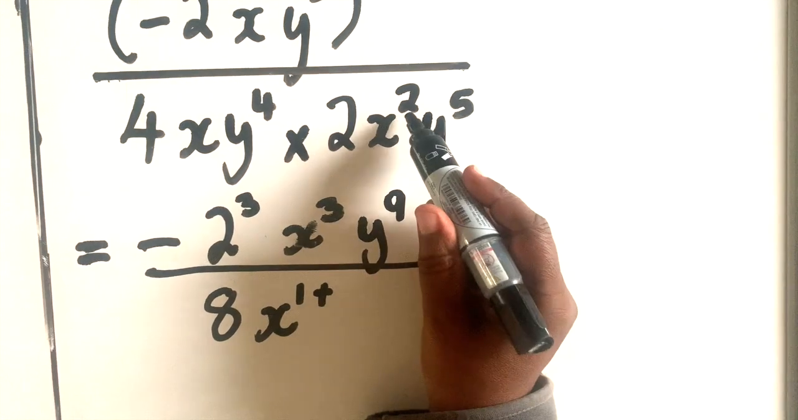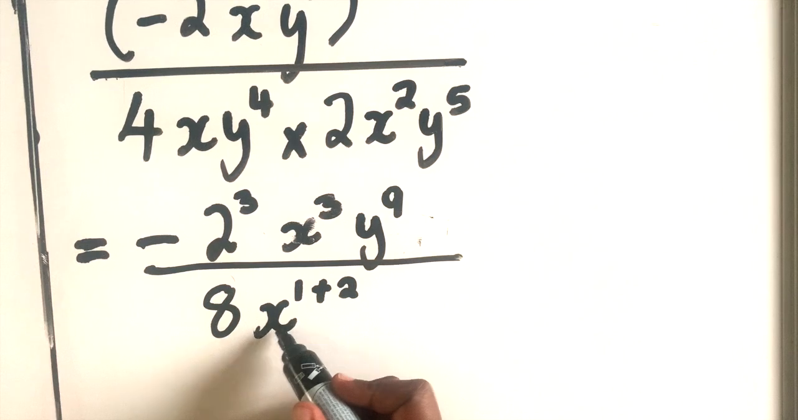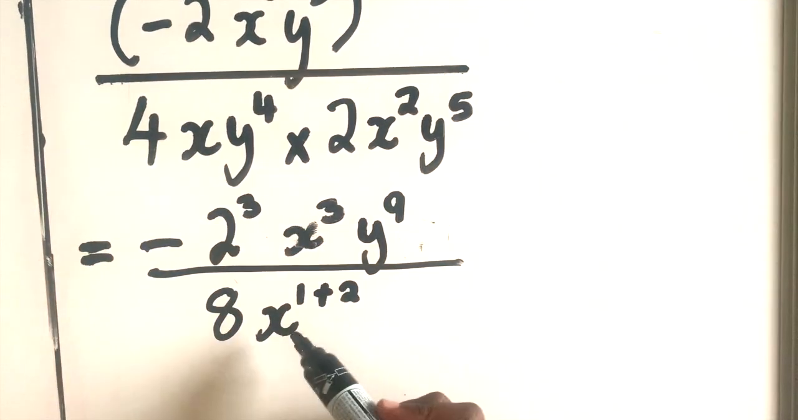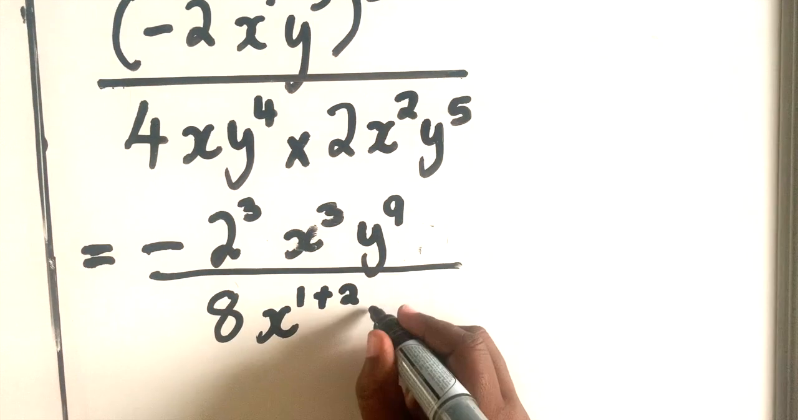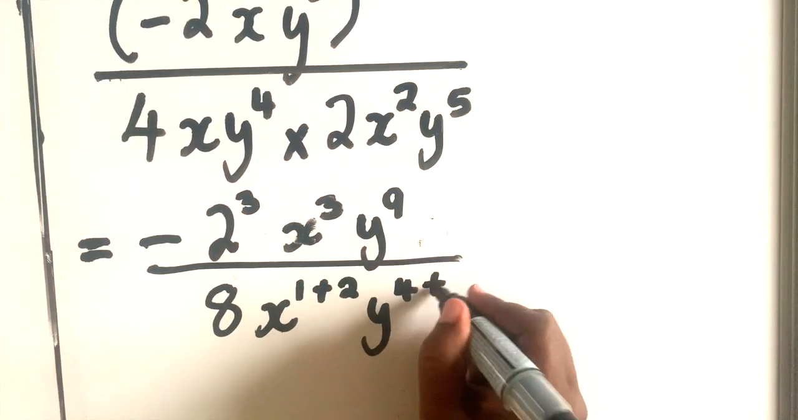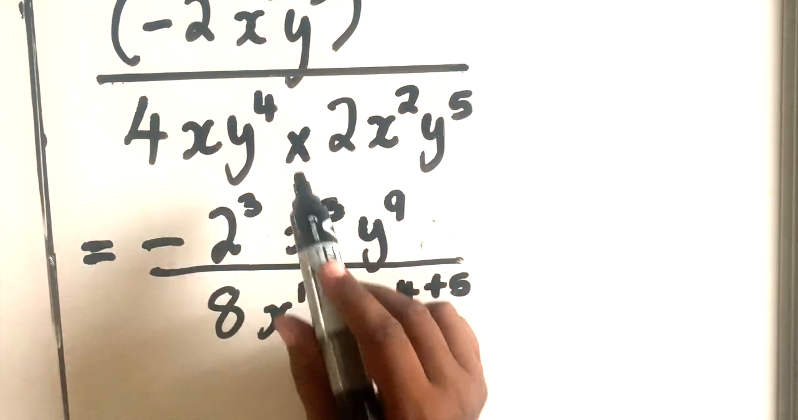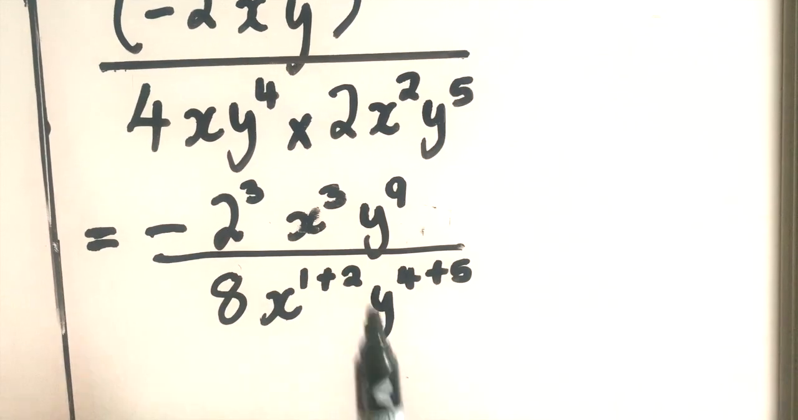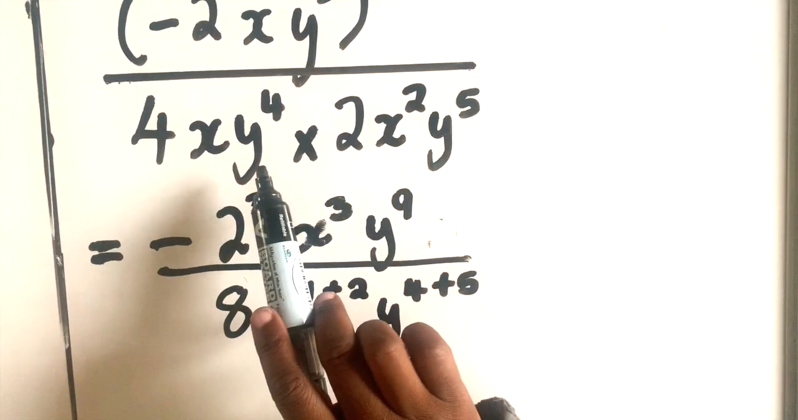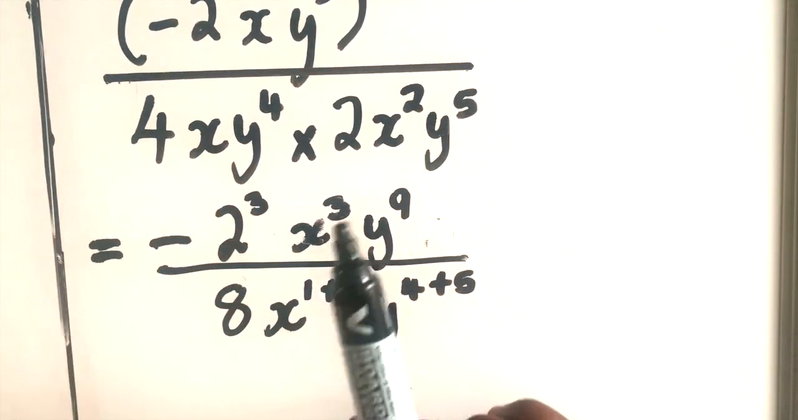Plus this one, the exponent is 2. So x is to the exponent 1 plus 2, 1 from this x and 2 from this one. Y is to the exponent 4 plus 5. Why are we adding the exponent? Because we are multiplying. Now, another important thing. Do you see with the bases, the x goes with the x because the law works with the same base. You cannot do the x and the y.